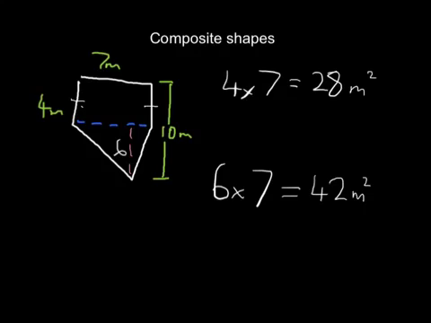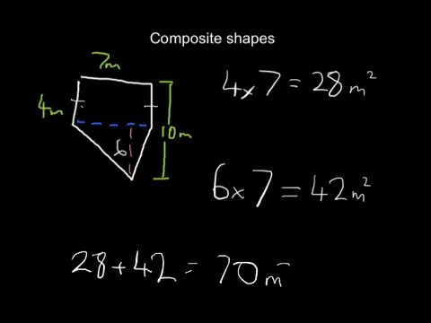To find the total, I can just do 28 plus 42, which equals 70 meters squared. And that's the answer. So the whole idea is that if you see a composite shape, try to make shapes that you know out of them, whether it be semicircles, trapeziums. As soon as you start making them into individual shapes, you can do the individual formulas and then add them up together at the end to get the total area.